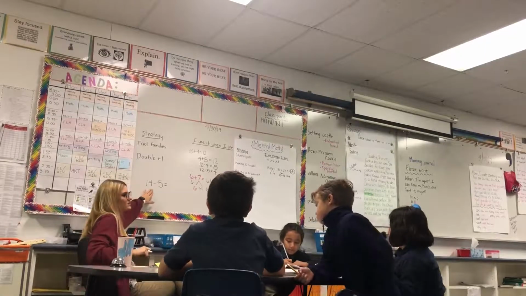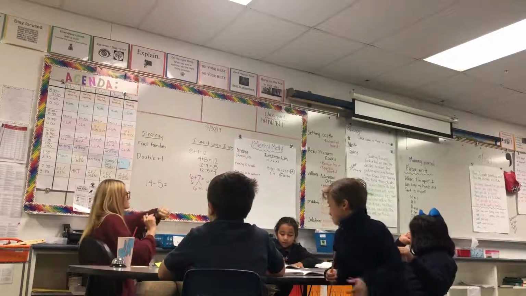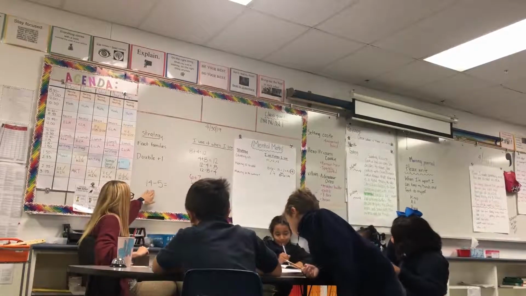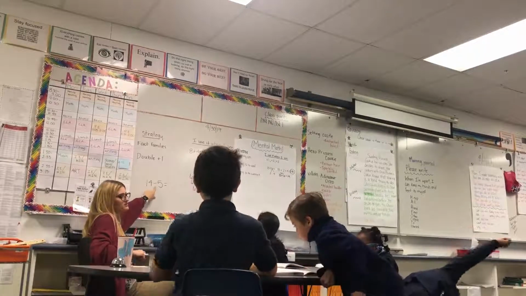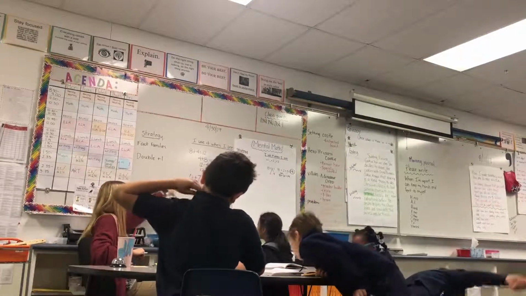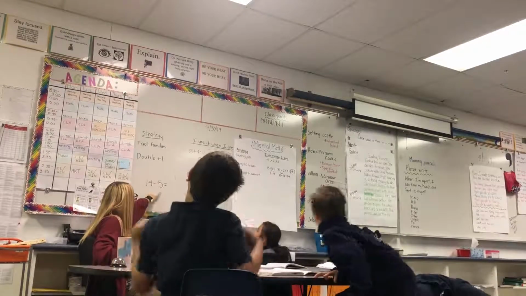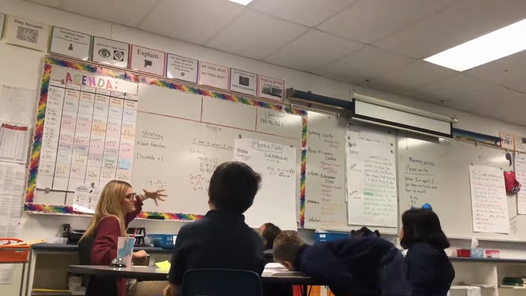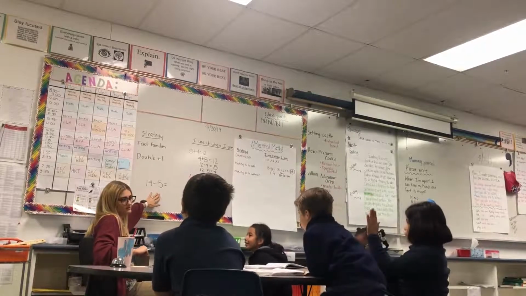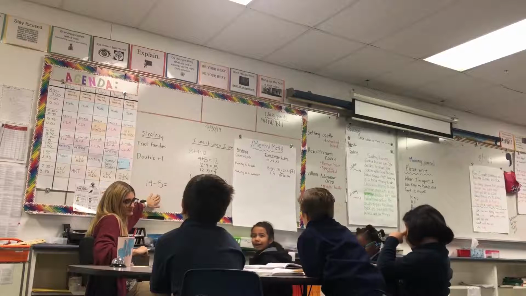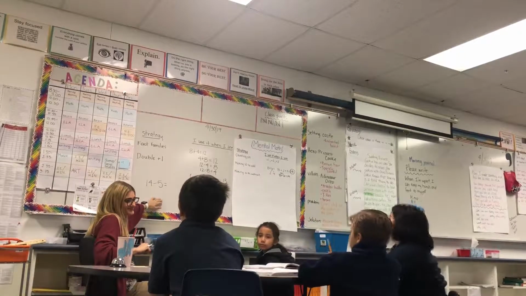We can't count on because we're not adding. Making 10 to subtract. So Aiden, let's work this out together. This is a subtraction, so that should be your clue that we're looking for a subtraction strategy. So 14 minus 5 equals what? Well, let's make 10 first. 14 minus what equals 10? Giselle? Minus 6. 14 minus 6 makes 10.